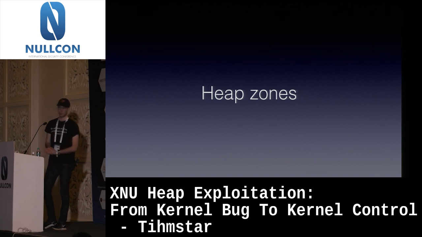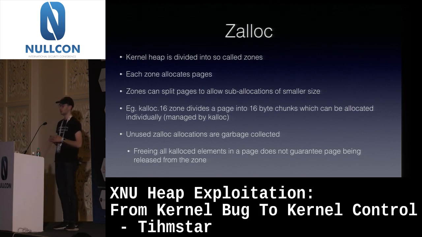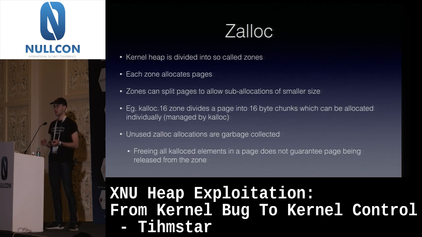So, let's talk a little bit about heap zones, because we're going to do a lot with the heap. There's zalloc. The kernel heap is divided into so-called zones. Each zone allocates pages, and zones can split pages up to allow sub-allocations of smaller size. There are different zones, for example kalloc.16, that's the name of a zone. It divides a page into 16-byte chunks, and these can be allocated individually. This is managed by kalloc. An important thing to note here: zones are garbage collected, so freeing all kalloc elements in a page does not guarantee the page being freed from the zone. We need to keep that in mind when exploiting.